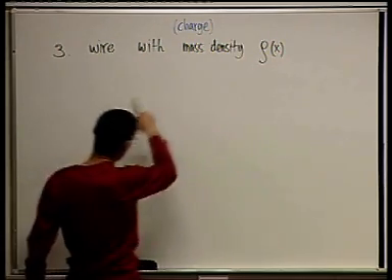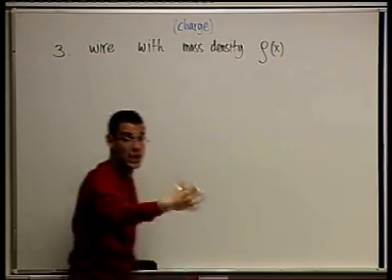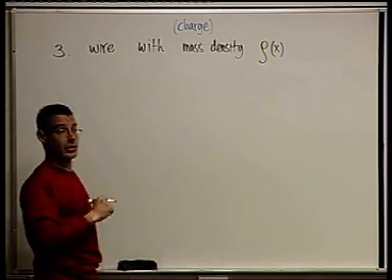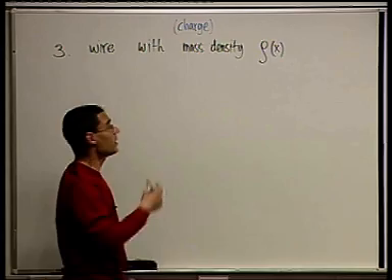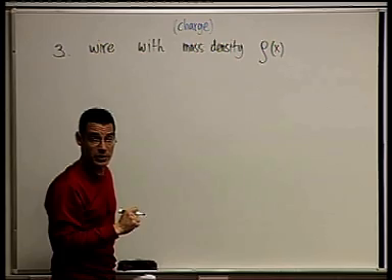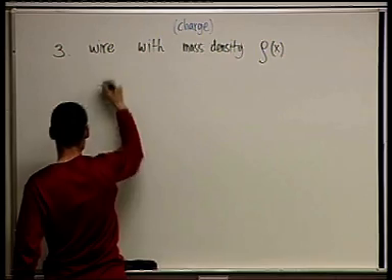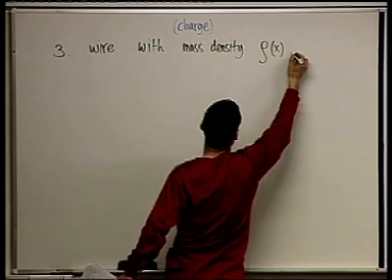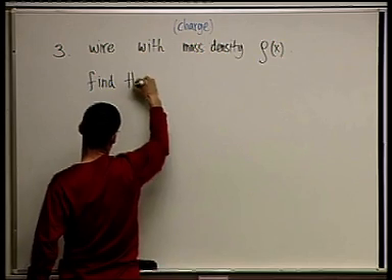Okay, and so we have a wire with mass density rho, but the idea is that it's rho of x. It's changing. It's not a fixed density. It's a function of x. So it's a different density at each x you look at. Think of a wire made of different materials at different places, so the mass density varies. And you want to know what the mass is. So given mass density rho, find the mass of the wire.